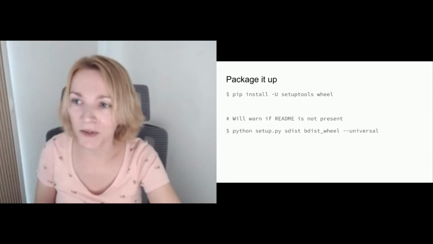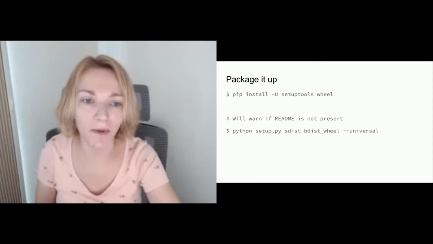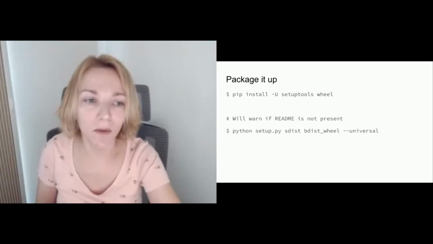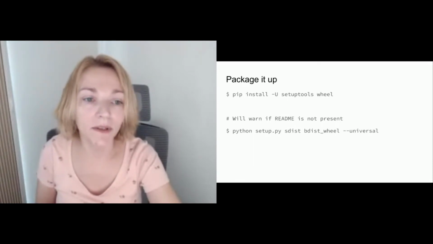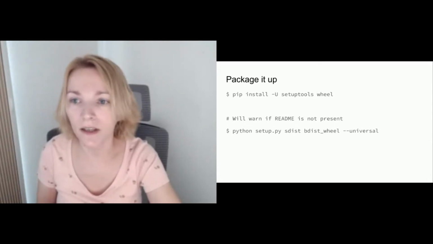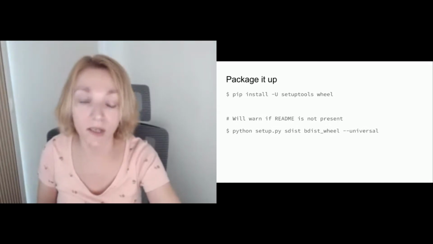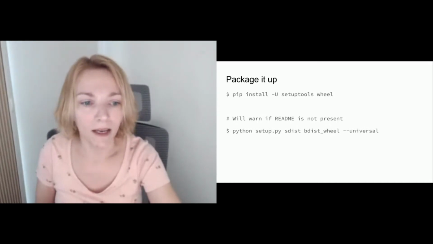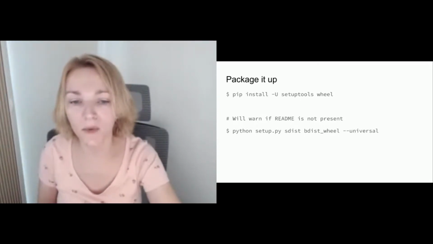So the next thing to do is packaging it up. And here, first, I'm going to install a couple more Python tools. So I'm going to use pip installer and call pip install setuptools and wheel. Setuptools and wheel are two packages that are going to be used to create a distribution. Next, once I did that, I'm going to call python setup.py sdist and bdist_wheel.